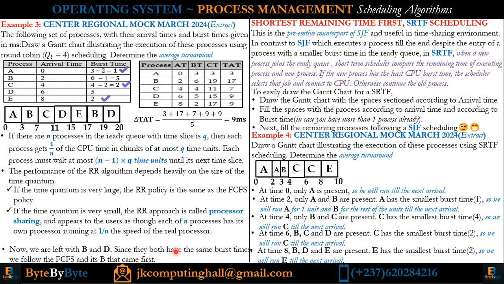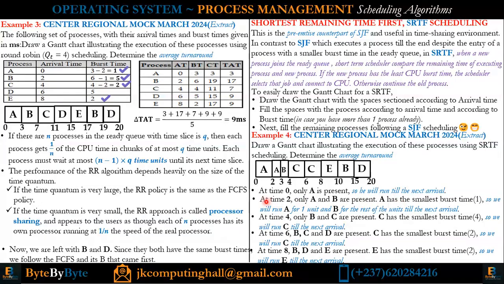B has 5, D has 5. Since both have the same burst time, we follow first come, first serve, because we saw on shortest job first that if two processes have the same burst time, we execute them in first come, first serve order. Since B came before D, I will execute B from 10 to 15, then D from 15 to 20. So this is the Gantt chart, as you can see.